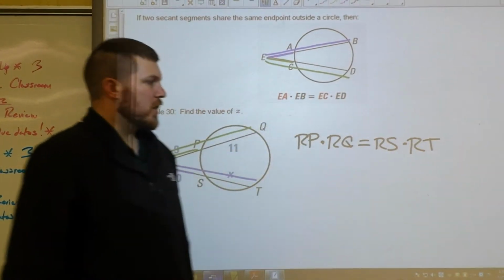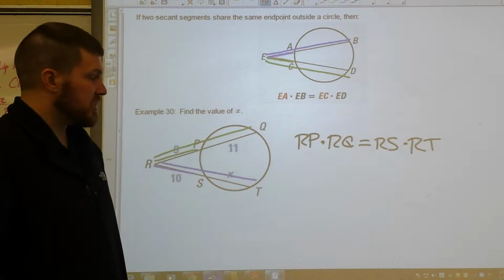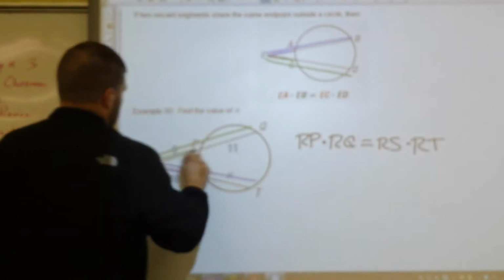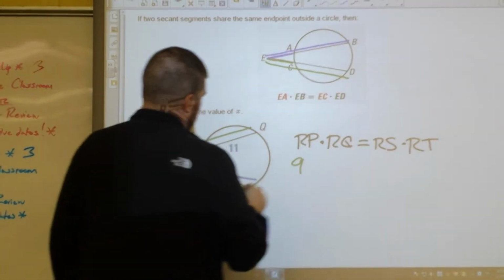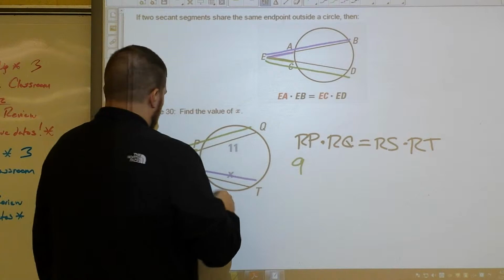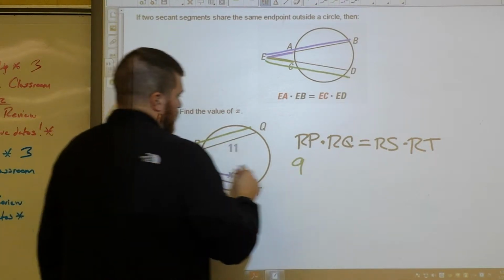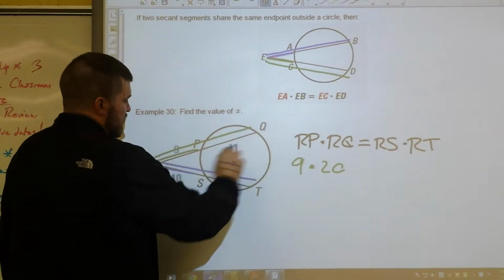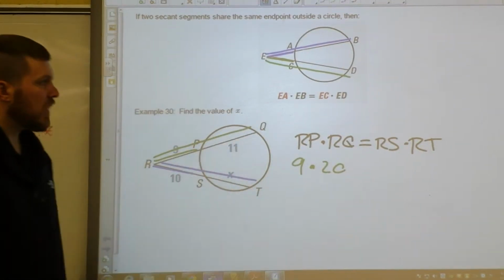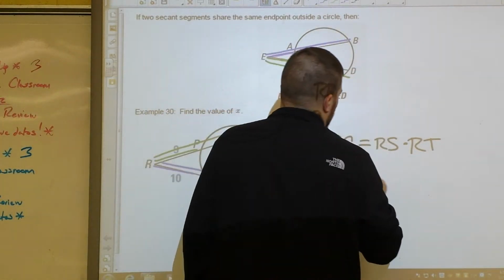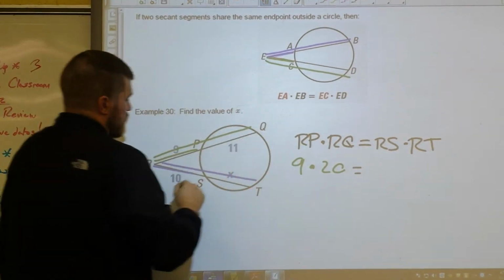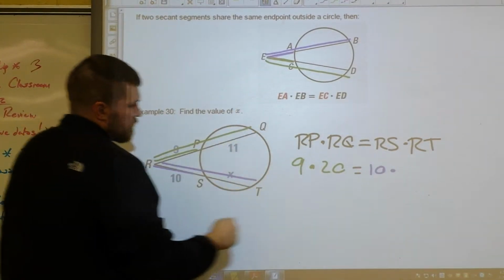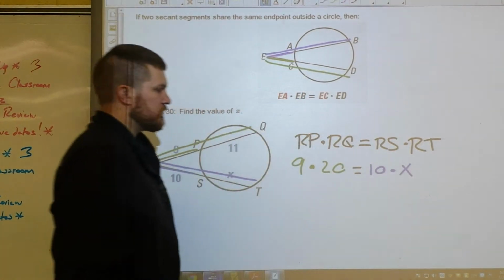As soon as I have my equation set up like this, the problem gets a heck of a lot easier. All we got to do is plug in our numbers that we're given. My external piece in green was 9. That goes in for RP. RQ was 9 plus 11, which is 20. Again, 9 is on the outside, 11 on the inside, so that total length was 20. And we know that's equal to RS, which was 10, times ST, which was x.